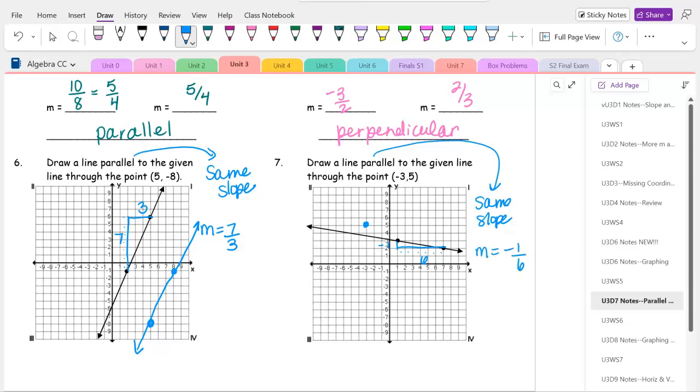So you are going to do the same thing. Down 1, over 1, 2, 3, 4, 5, 6. Down 1, over 1, 2, 3, 4, 5, 6. And then carefully draw your line with arrows. Oops. Hopefully your line goes through all 3 dots.